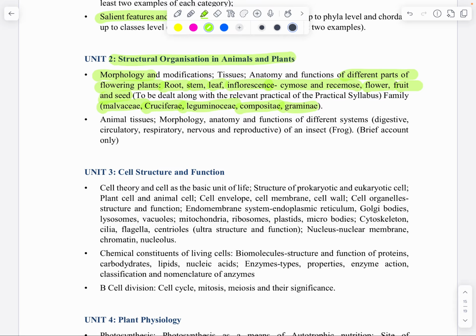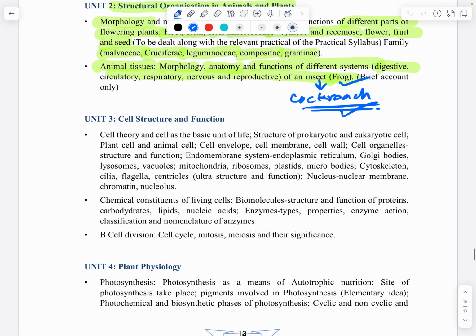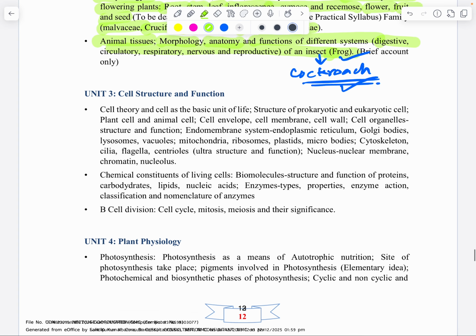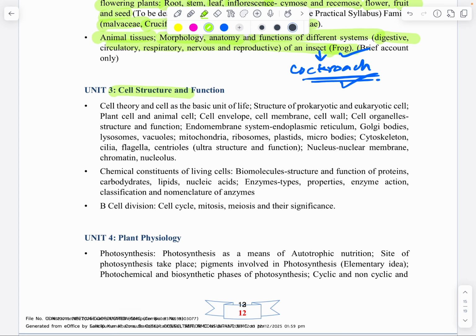Okay. The second chapter of this unit is animal tissues, the morphology, anatomy, and functions of the different systems of an insect. Here there is an anomaly again. The insect here is referred to as cockroach. So you need to do cockroach also, and the frog also. You need to do both the topics from this unit. Any topic can be asked in the exam. The next is cell structure and function.